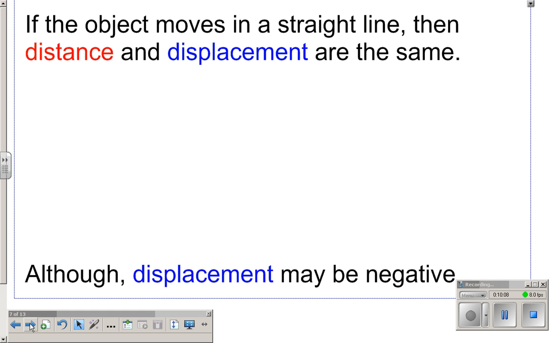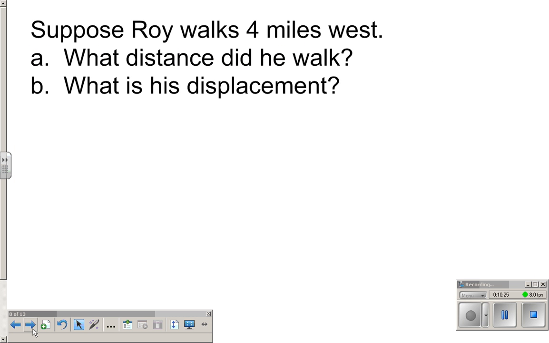All right, so a minute ago I told you that if the object moves in a straight line, your distance and displacement would be the same. You just need to be careful because your displacement might be negative. All right, and we're going to see that, I believe, in this first example here. All right, so it says, suppose Roy walks 4 miles west. So make a drawing. So here's Roy.